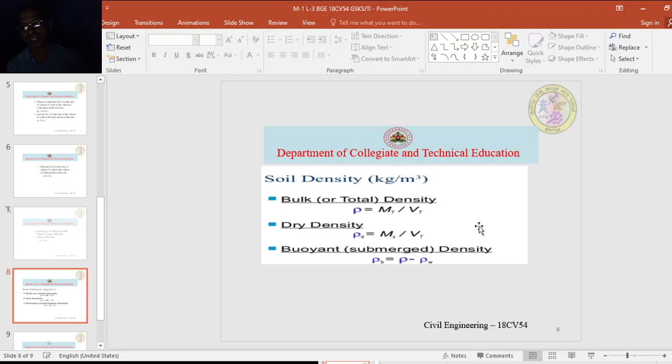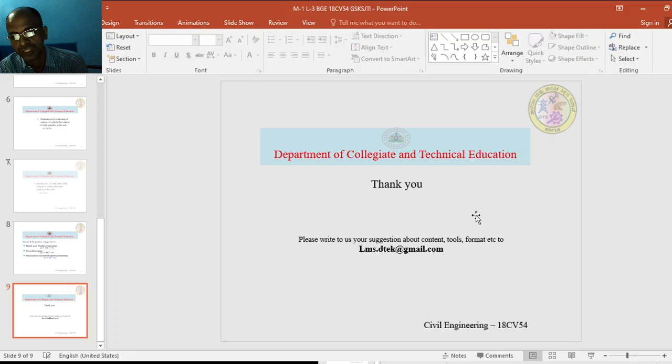Next, buoyancy or submerged density. Submerged density applies whenever a soil is immersed in water, a buoyancy effect comes into the picture. That means apparent weight loss will take place. Therefore, we have to deduct the density of water from the total density. So the total density rho minus rho w we have to deduct. That will give the buoyant density or submerged density.